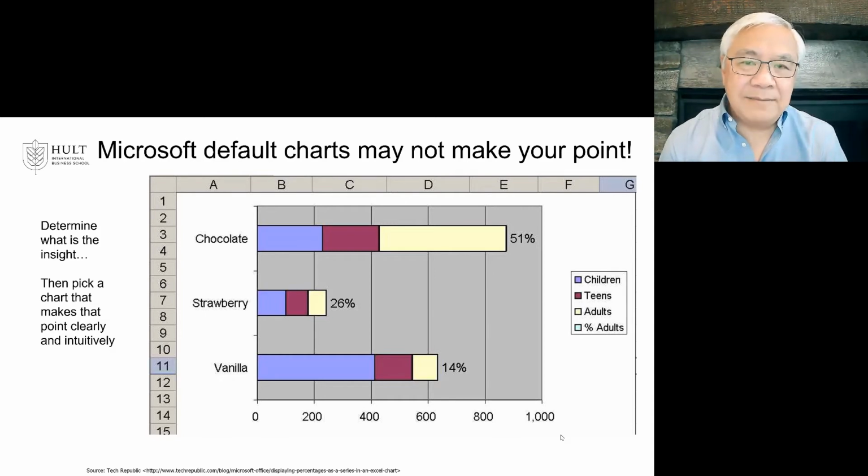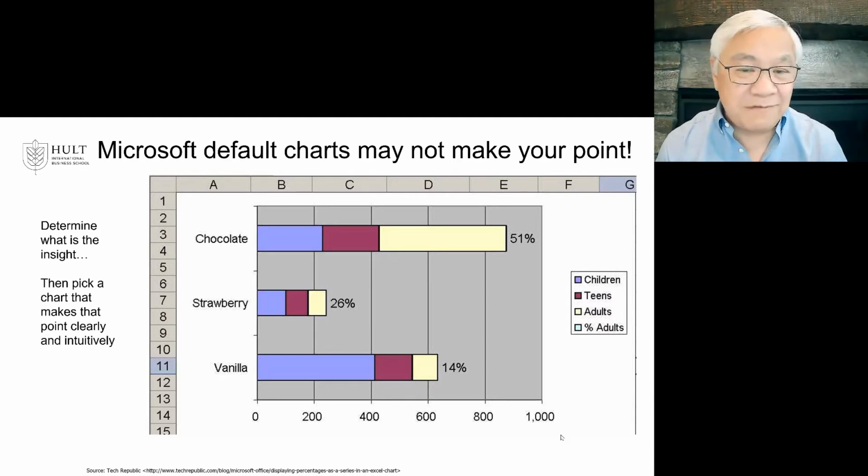So the takeaway is: what is the insight that you have and want to share? Then create a graph that makes that insight, not a whole bunch of other ancillary insights. Focus on the message and make the graph tell that message, nothing else.